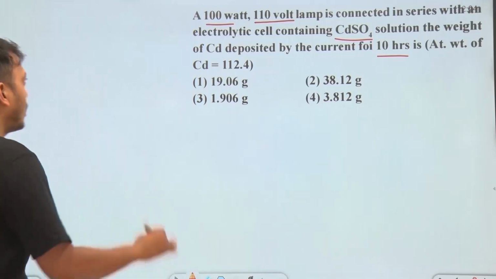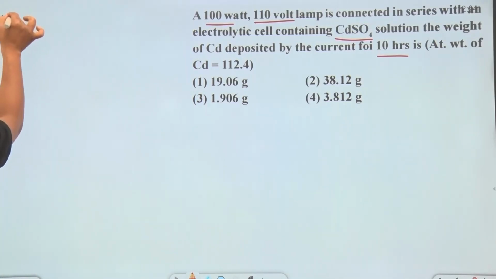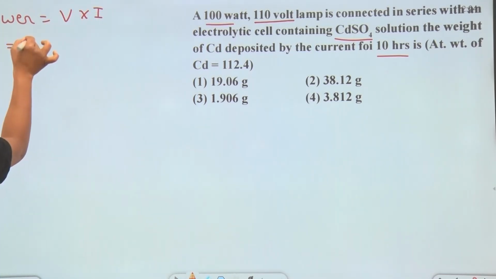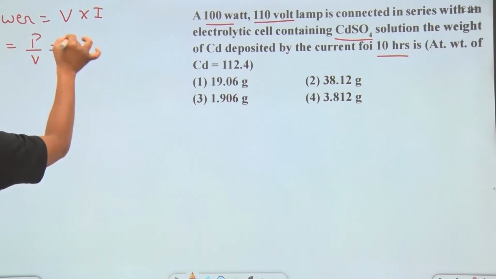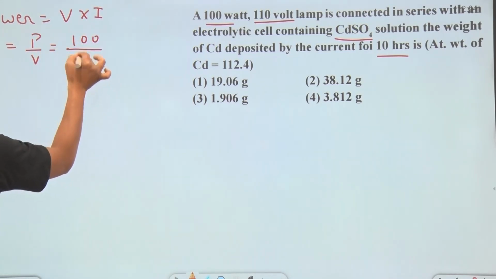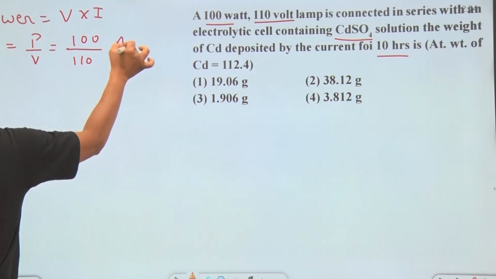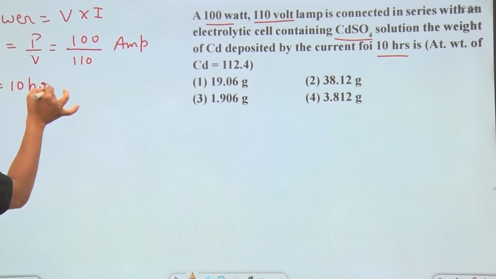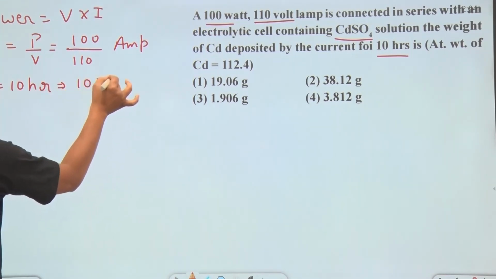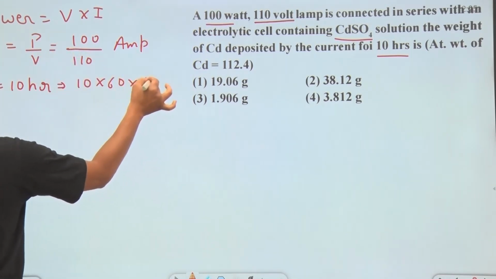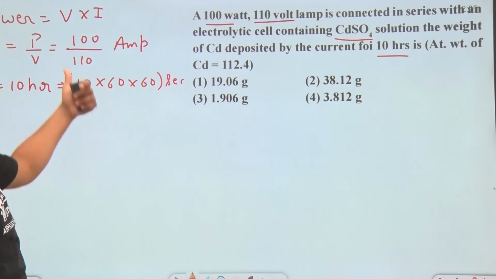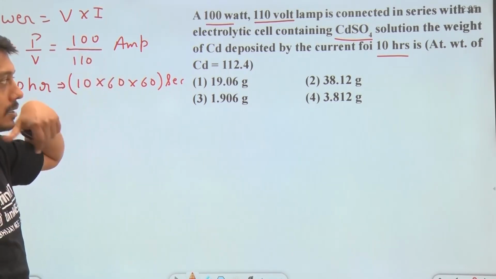Clear? So here the value of power in physics is determined by potential difference into current. So current is basically power upon potential difference. Here power is 100 watt and potential difference is 110. So this is the value of current which we are going to supply in the CdSO4 for 10 hours. So time here is 10 hours and we have to convert it into seconds. So 10 into 60 minutes into 60 seconds. So this is the value of time through which we can supply 100 upon 110 current.